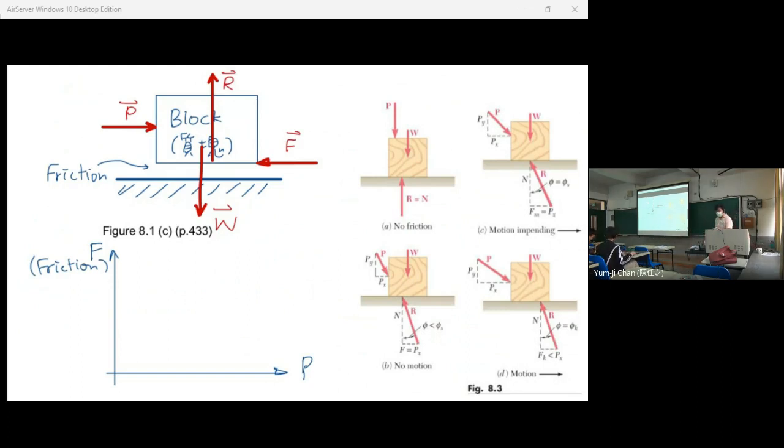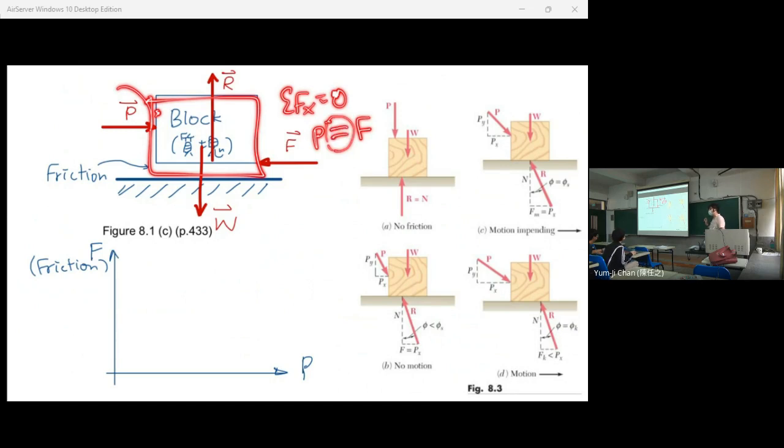So if P is very small and it does not move, what can we say about the relationship between P and F? If the block is at rest, the summation Fx is equal to 0. What can we say about P and F? In this case, P is equal to F, because the summation F is equal to 0 and it does not move.